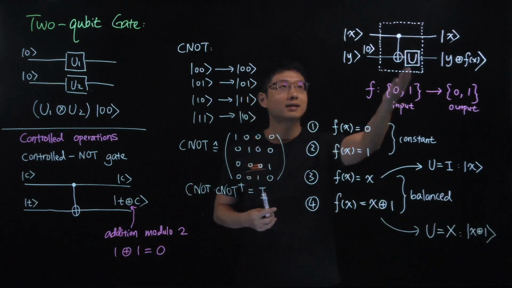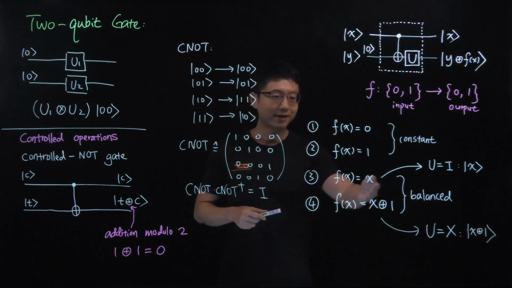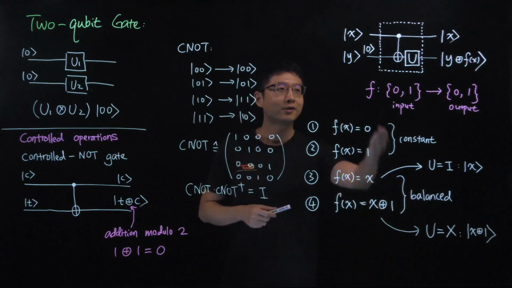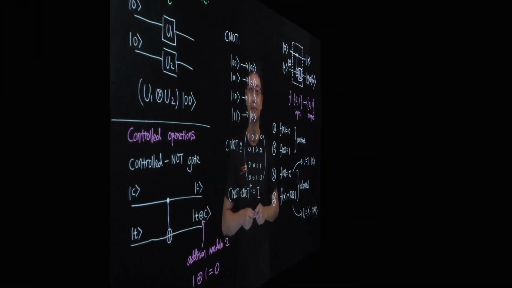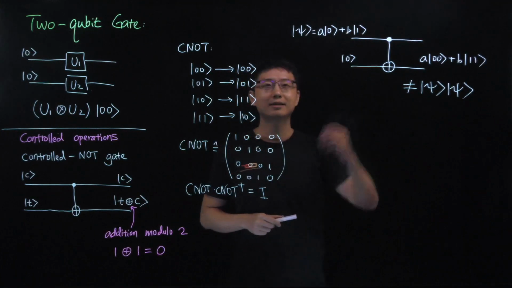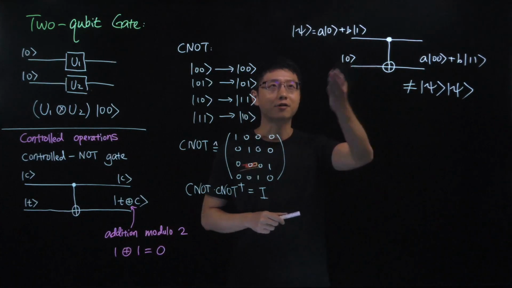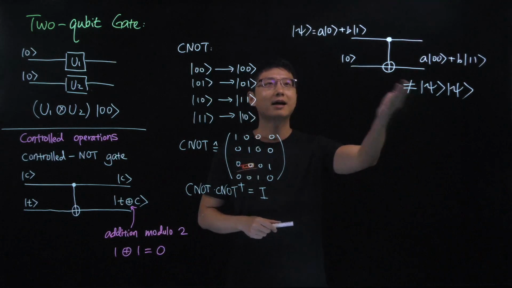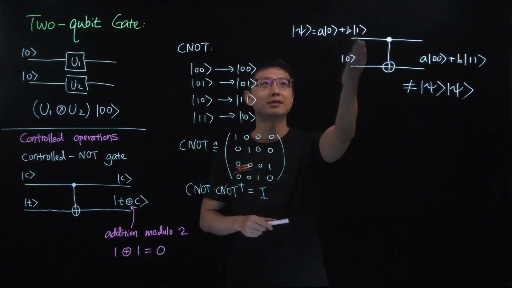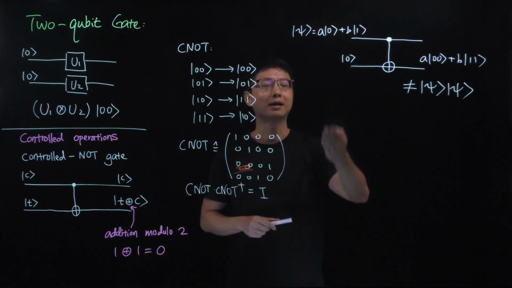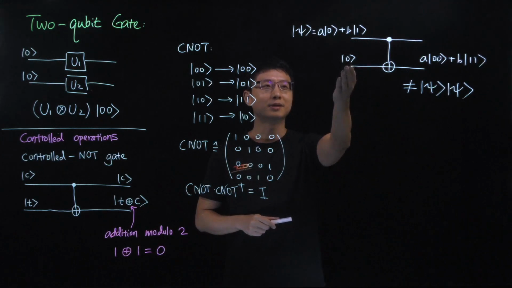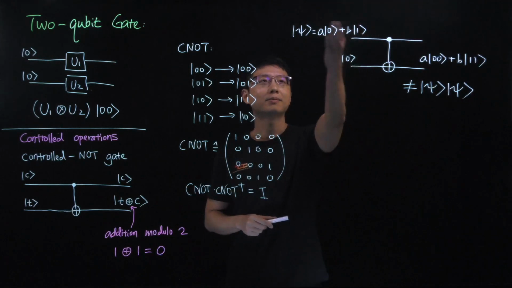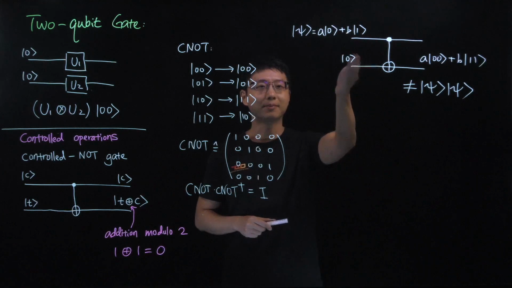Hence, we can see that the CNOT gate can be used to evaluate the function of the balance type for this particular function. We can also use the CNOT gate to make copies of orthogonal states. So for example, here I've shown the input state as a superposition of A|0> plus B|1>, and the target state is set to be 0.